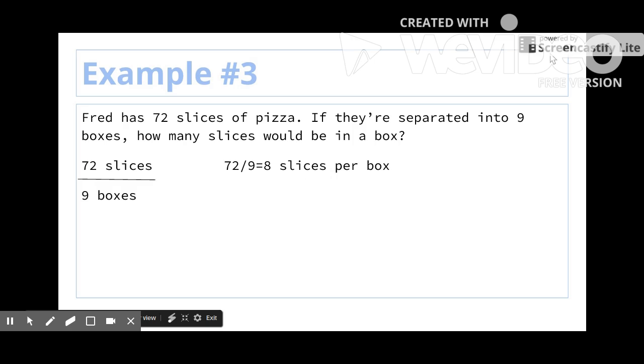Our next question is, Fred has 72 slices of pizza. If they were separated into 9 boxes, how many slices would be in a box? Pause the video and try to work out this problem on your own. Using the same method, divide the two numbers, and each box would have 8 slices of pizza.